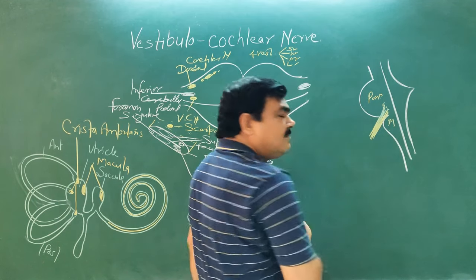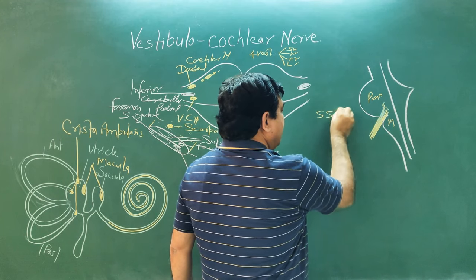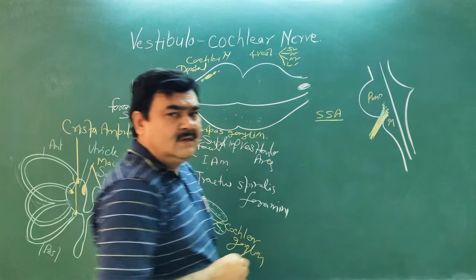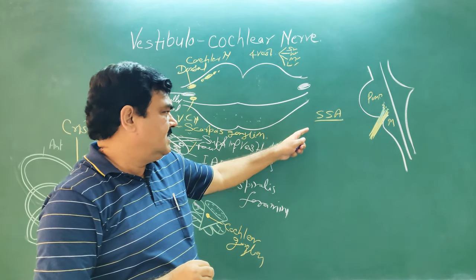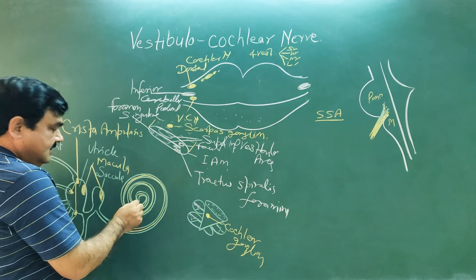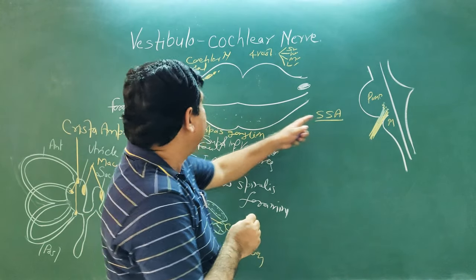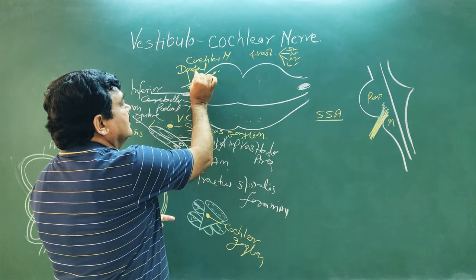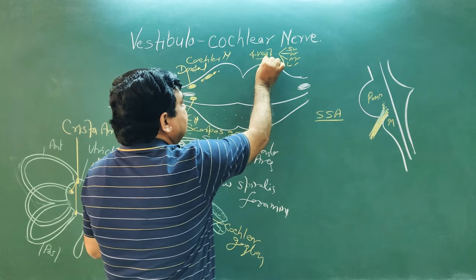The component of this nerve is special somatic afferent fibers. These are sensory fibers and proprioceptive fibers. So the special somatic fibers arise from the dorsal and ventral cochlear nuclei and vestibular nuclei.